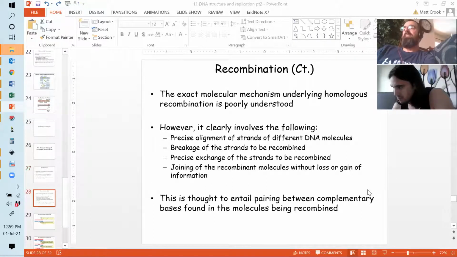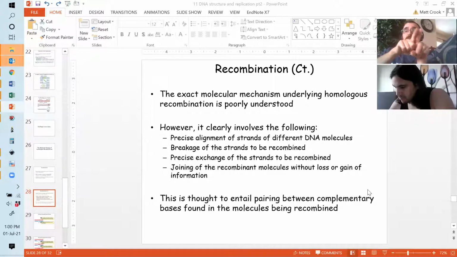And so one of the key things is that you have to line up your DNA perfectly, right? Absolutely and totally perfectly. Because if you don't, you'll end up basically with one finger longer than the other one, right? You won't have a precise exchange or copy or fix, depending on the purpose of that homologous recombination. So you have to line things up perfectly.